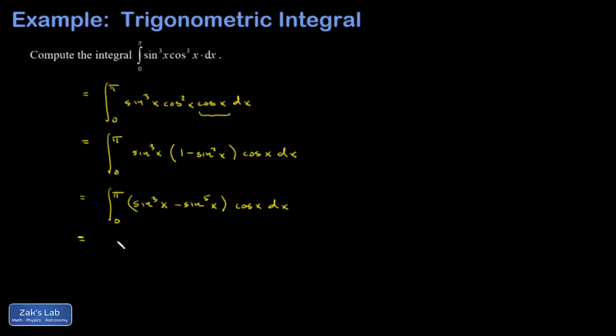The first term integrates to 1/4 sine to the 4th x. The second term integrates to 1/6 sine to the 6th x. The whole thing is evaluated from 0 to pi. And in this case, the limits of integration just kill the problem. The sine of pi is 0 and the sine of 0 is 0. So I get 0 minus 0 and the whole thing integrates to 0.